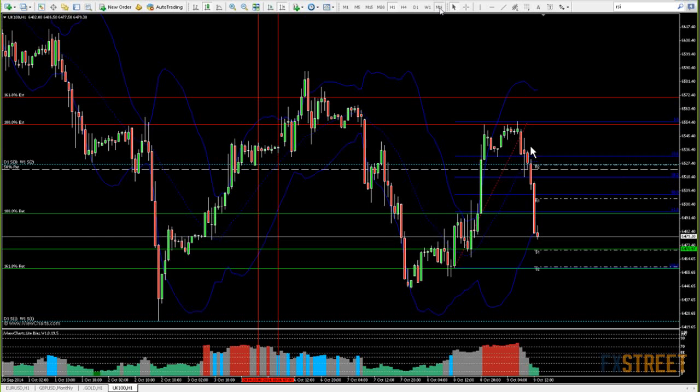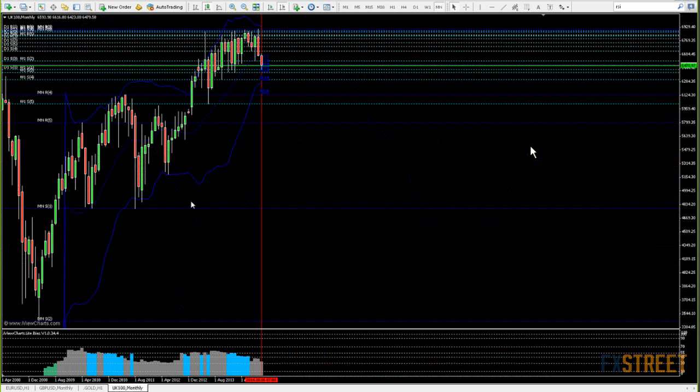The trend is still up. Yeah, monthly chart. Trend is still massively up. So it's not the end of the world just yet.